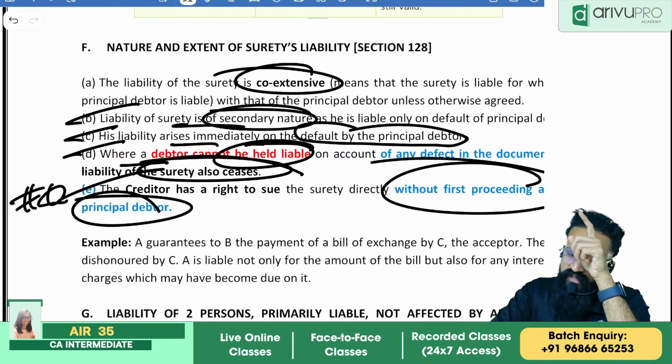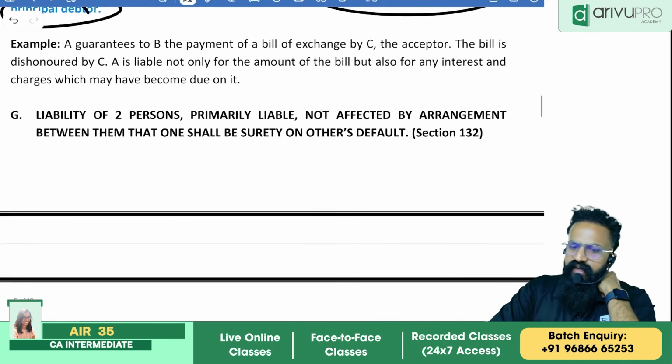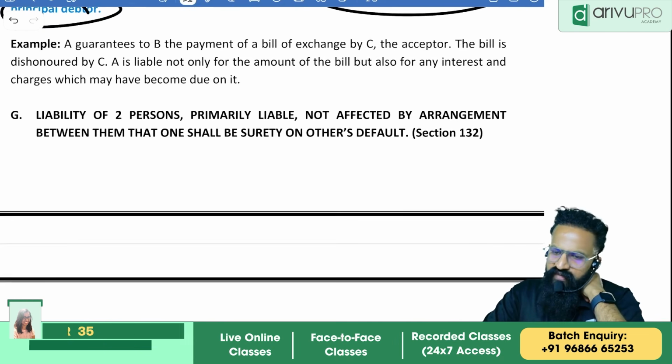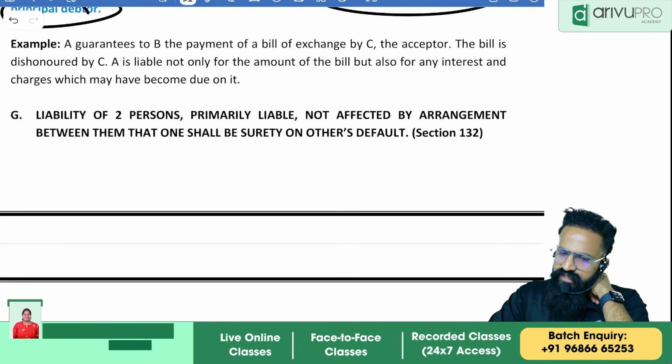Here they will ask a question. Remember and go, important. Liability of two persons primarily liable is not affected by an arrangement between them that one shall be surety on the other's default. What is this, people?